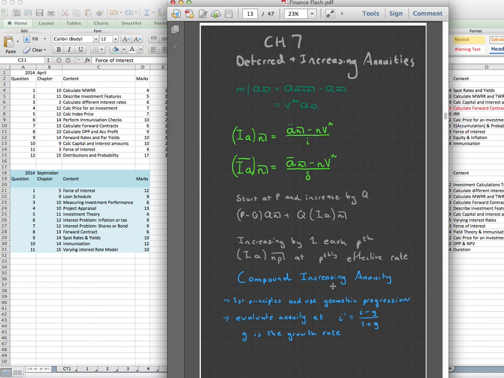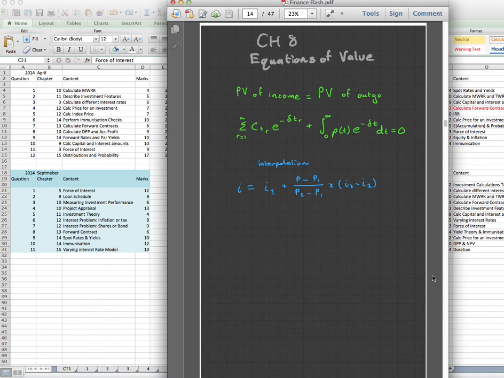You can also do a compound increasing annuity. You simply change the interest rate by using that formula with the growth. It's not that difficult. Chapter 8 was equations of value, just another foundation chapter. I remember when I was at varsity, you used to get a mark just for saying that line: the present value of income is equal to the present value of the outgo.